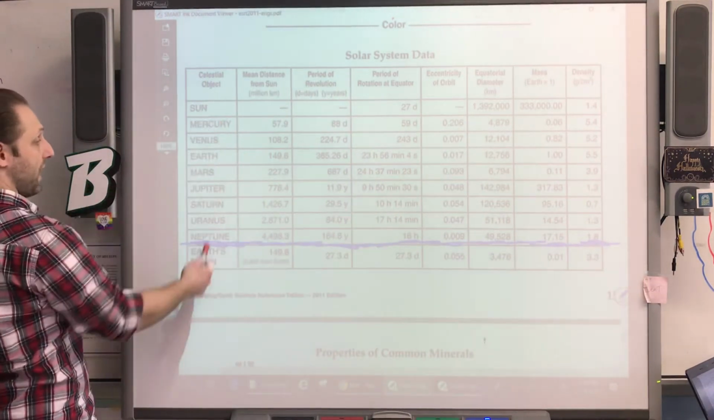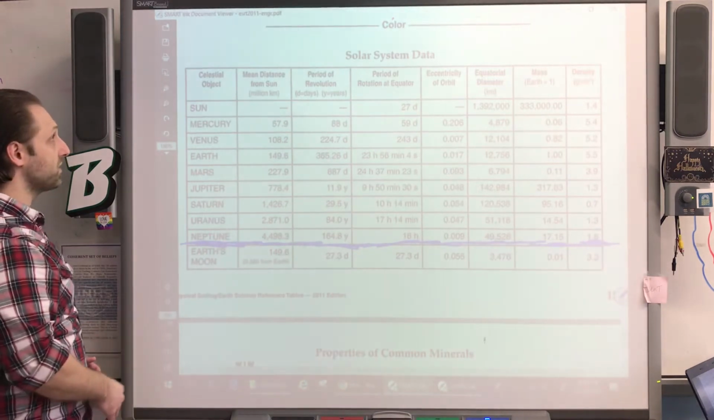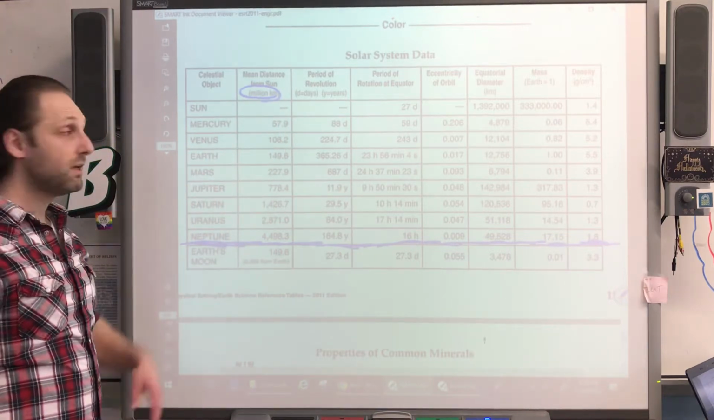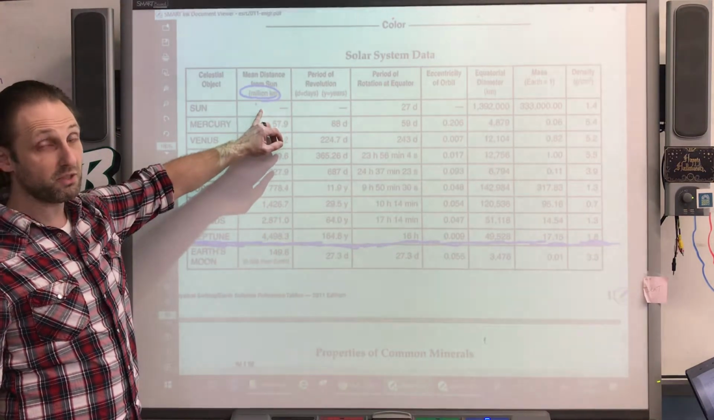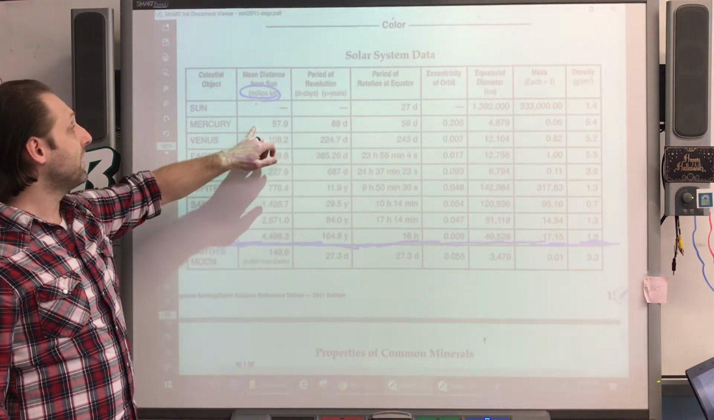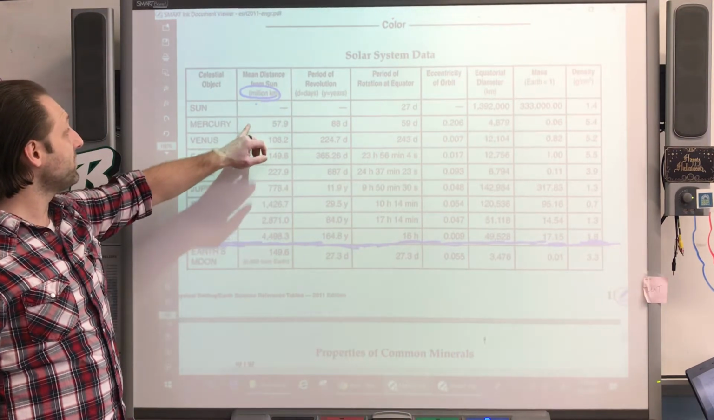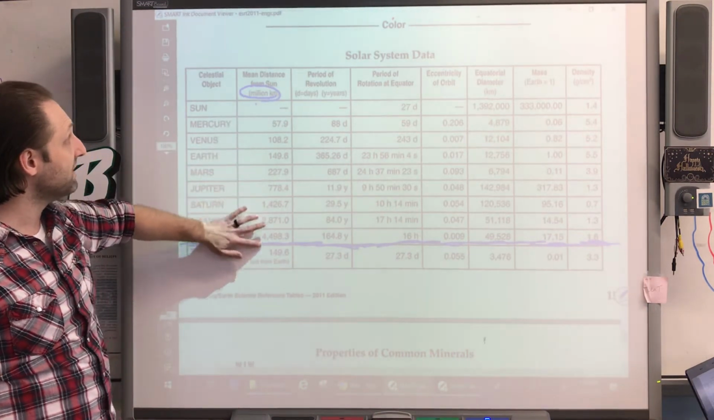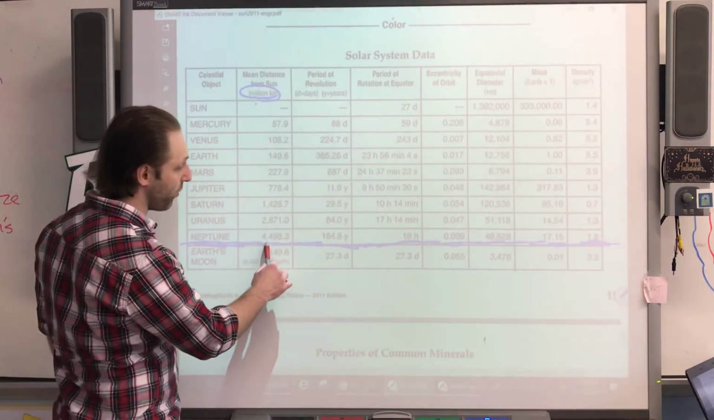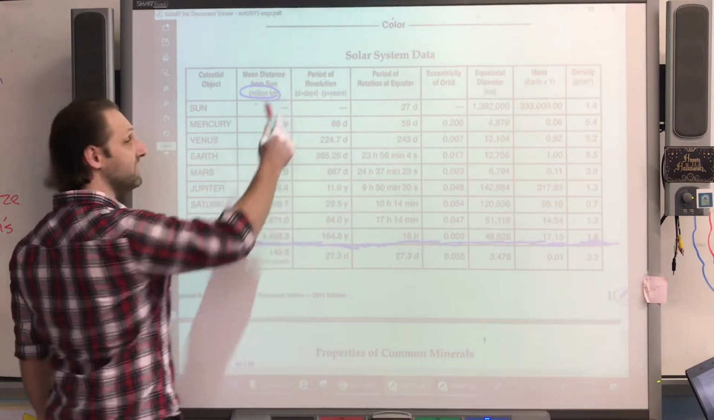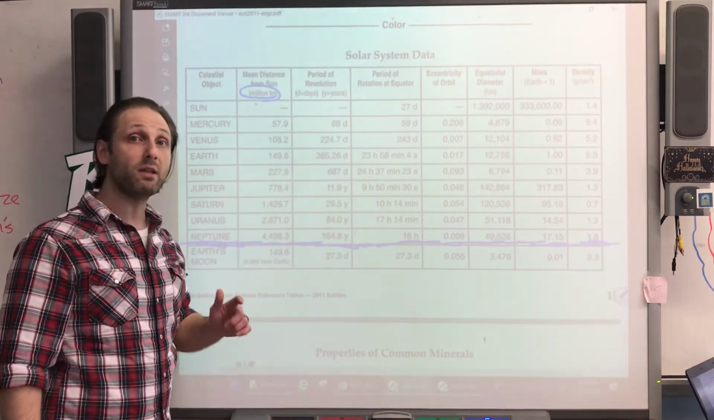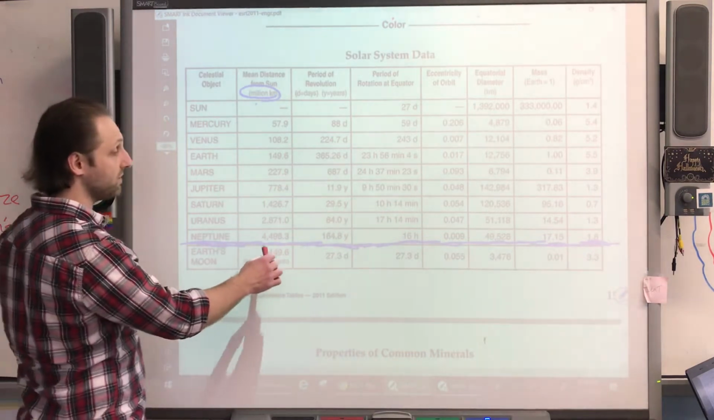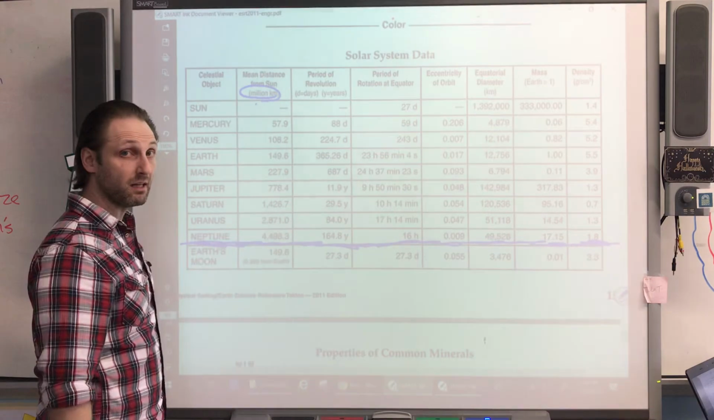So, celestial objects speaks for itself. Mean distance from the sun in million kilometers away. The sun is the sun, so there's no distance from it itself. And then we can continue to see that here we have Mercury, Venus, Earth, Mars, Jupiter, Saturn, Uranus, Neptune. The distance is increasing in millions of kilometers. Notice where it says 4,498.3 million kilometers. They wrote it a lot like we learned it in geologic history's time scale topic. So it's like saying 4.4 billion kilometers.